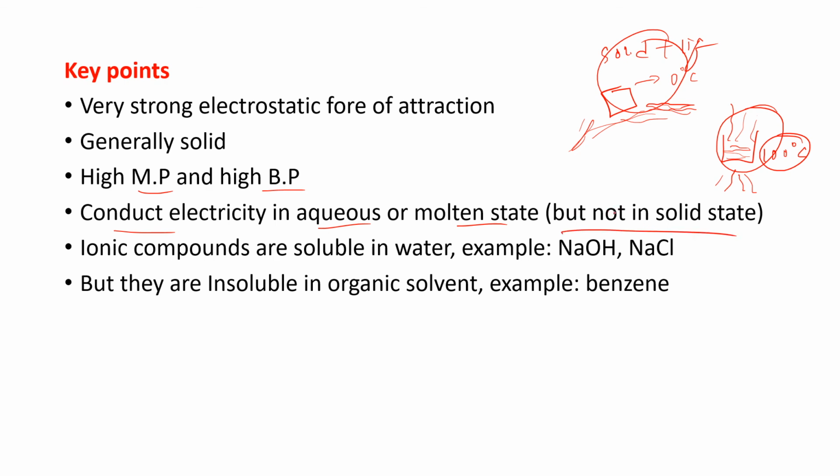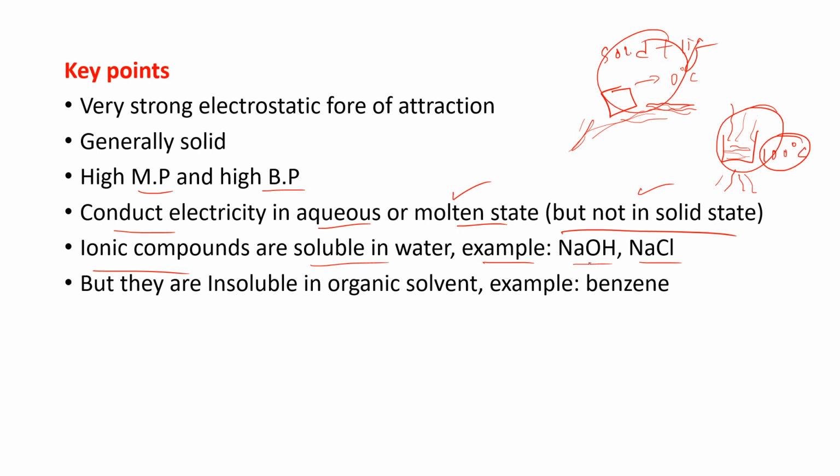But if you dip the electrodes in the sodium chloride salt which is in the crystalline state, then they are not going to conduct electricity. So they conduct electricity when they are in the dissolved state or when they are in the molten state. Compounds such as NaOH and sodium chloride are soluble in water. They are ionic, so they readily dissolve in water.